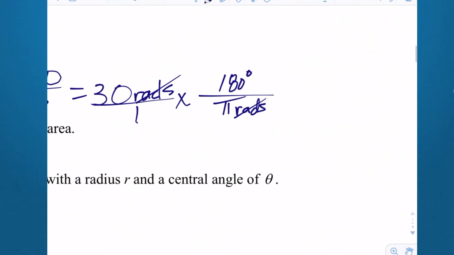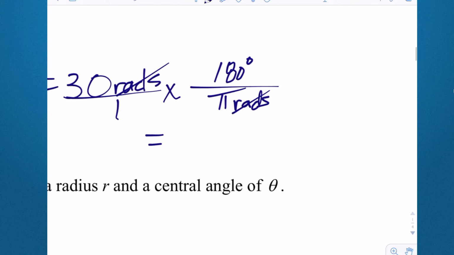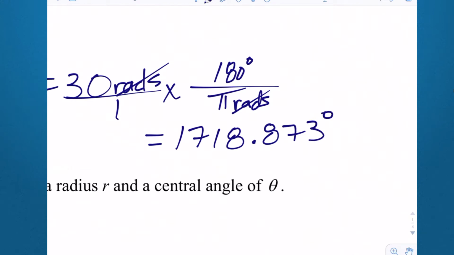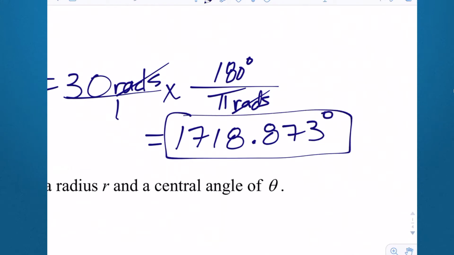And someone help me out here. 30 times 180 divided by pi with the calculator. Ms. Martin, I know you have it. Good. Very good. That's a lot of degrees.